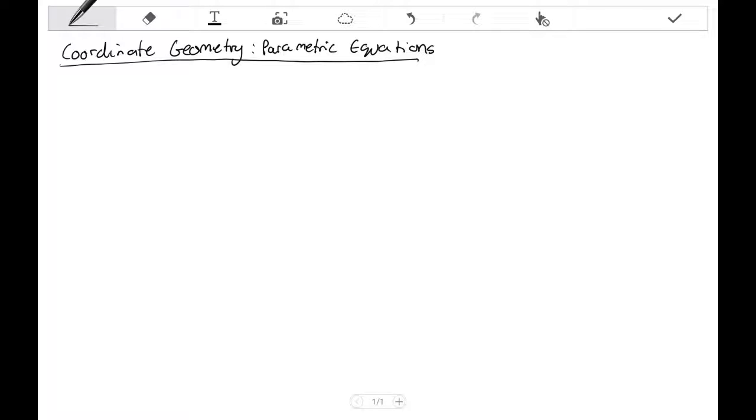This time we're going to be looking at coordinate geometry again, and we're going to be looking at parametric equations. This is going to tie into the Edexcel module C4, and this is chapter 2.